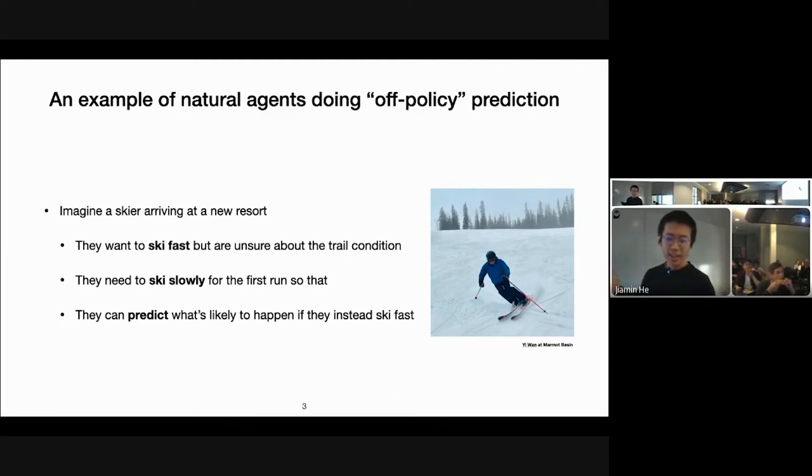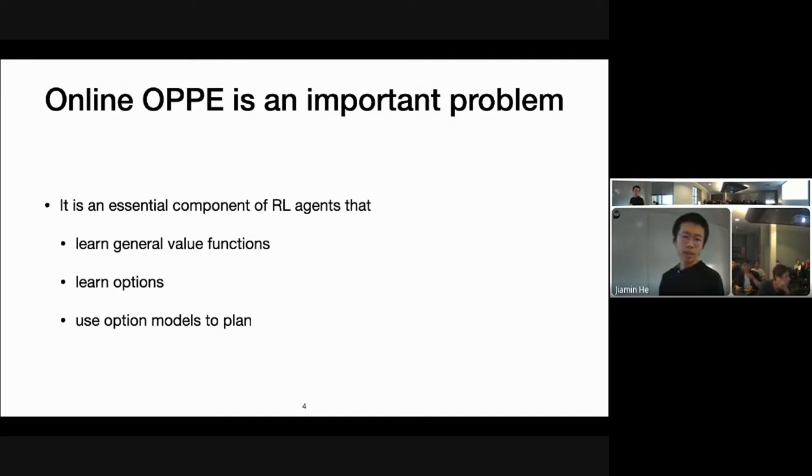Other than the case when the target policy is not safe to be executed, OPPE is also an important problem in reinforcement learning. Specifically, online OPPE is an essential component of agents that learn general value functions, learn options, and use these option models to plan. These are all advanced topics in reinforcement learning, and they have high potential to enable the agent to learn continually in the real world. Online OPPE is upstream of this topic. Thus, it is important to develop efficient algorithms for online OPPE. This is the problem setting that we will focus on in this talk.